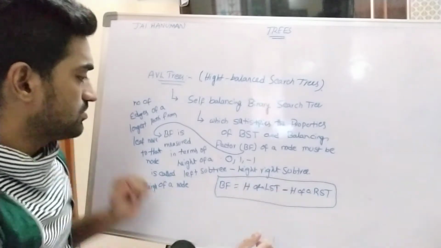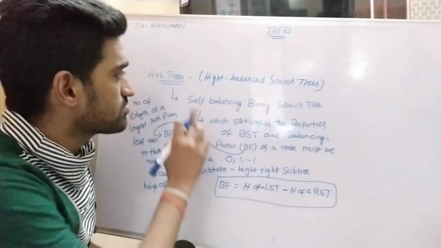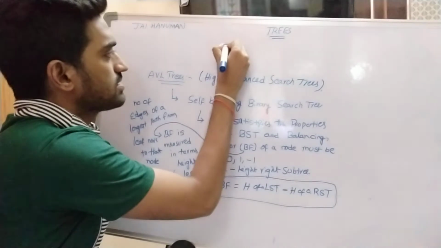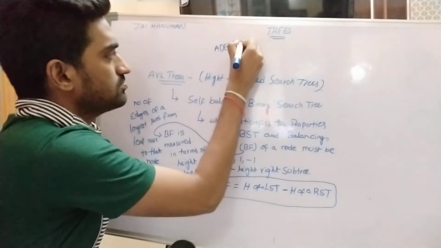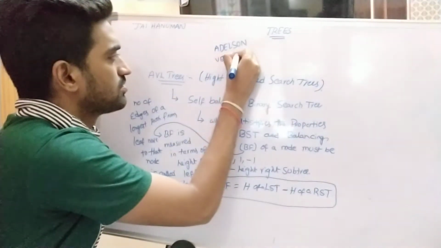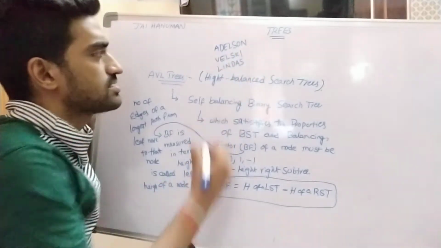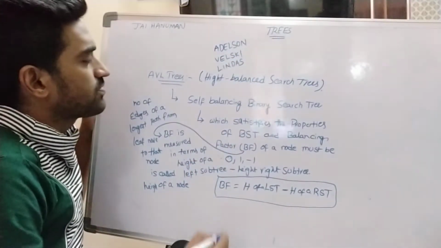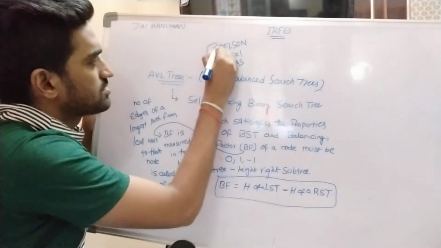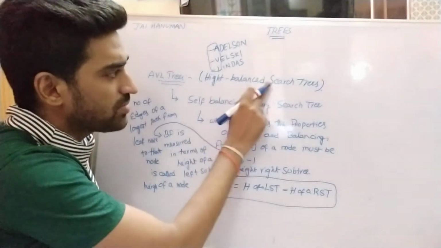Right? So here I am taking one example. Before going to that example, these trees were invented by Adelson, Velsky and Landis. That's why these trees are called AVL trees. These trees are also called height balanced search trees.